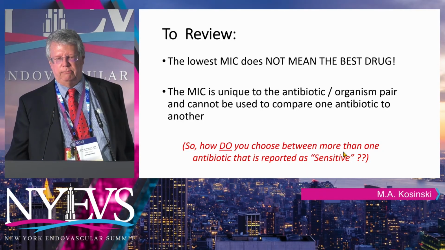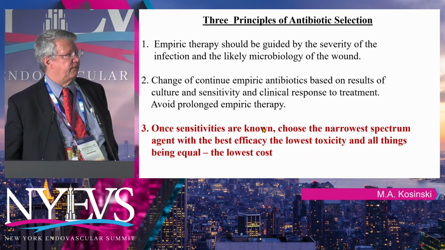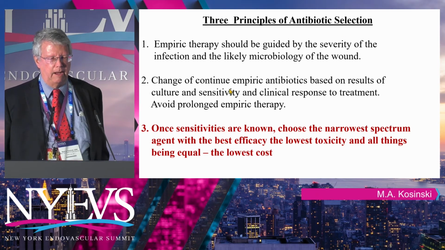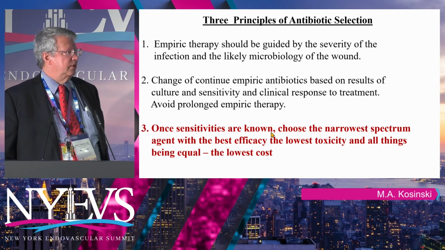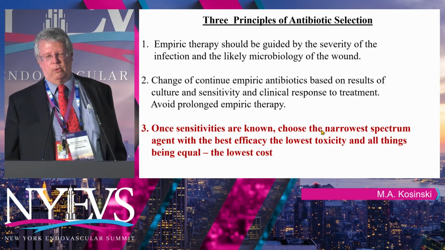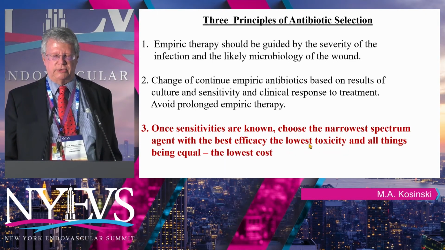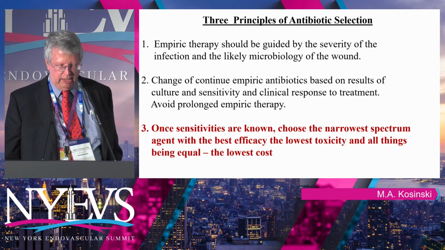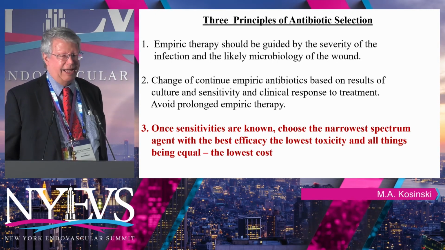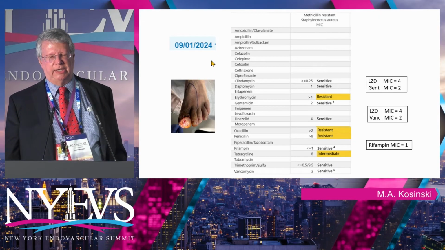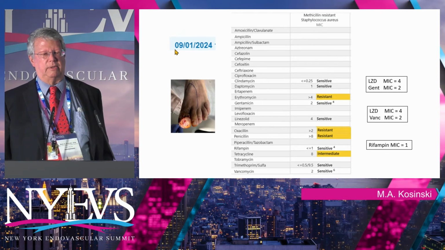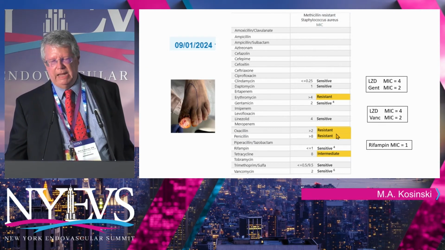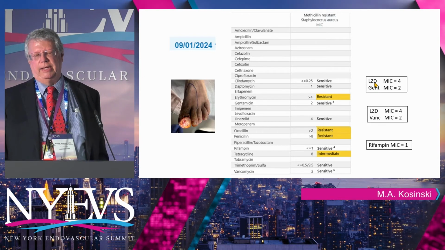So how do you choose between more than one antibiotic that's represented as sensitive if you're not using the MICs? We're going to go to number 3 here in the 3 principles of antibiotic selection. Once sensitivities are known, i.e. once you get your CNS report back, choose the narrowest spectrum agent with the best efficacy, the lowest toxicity, and all things being equal, the lowest cost, but don't use the MICs. Use the merits of the antibiotic, not the MICs. So let's go back to our CNS report, back to the patient that was admitted earlier this month with MRSA, oxacillin resistant. And let's say, well, should I choose gentamicin over linezolid?